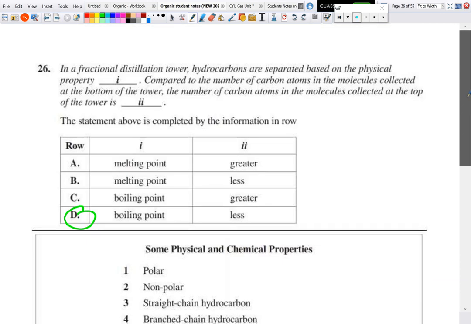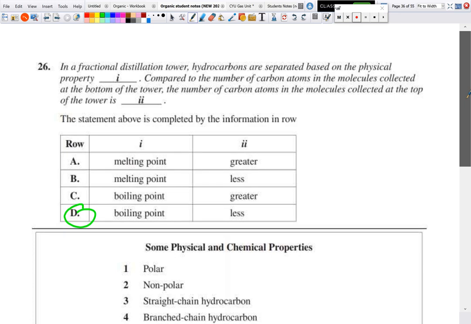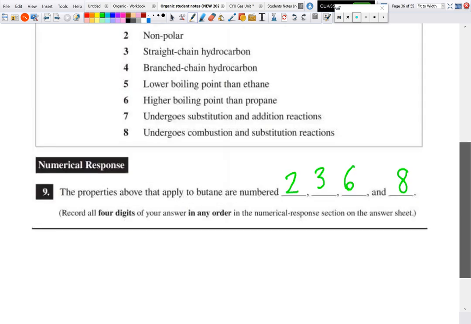The next one, we have fractional distillation tower. Hydrocarbons are separated based on physical properties, so of boiling point, compared to the number of carbon atoms in a molecule collected at the bottom of the tower. The number of carbon atoms in the molecules collected at the top of the tower is less. They're at the bottom, bigger, more intermolecular forces, higher boiling points. Up at the top, fewer intermolecular forces, so less.